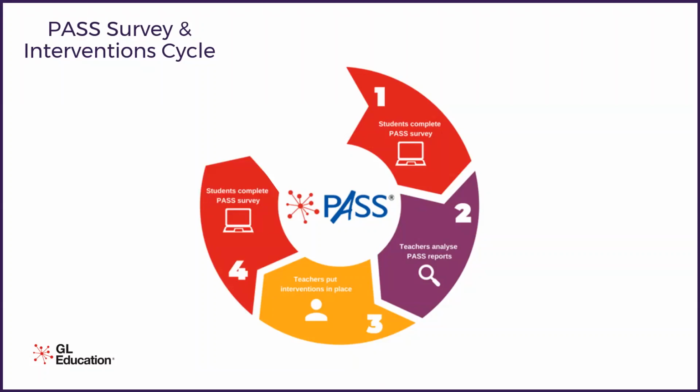Once interventions and support have been put in place, the PASS survey can be re-administered, as seen in step 4. It is advised that this takes place a minimum of 12 weeks after its first administration. An analysis of this new set of data will help you to compare your previous PASS data. This will allow you to evaluate the impact of interventions and any additional support put in place. It will also help you to identify your future next steps.